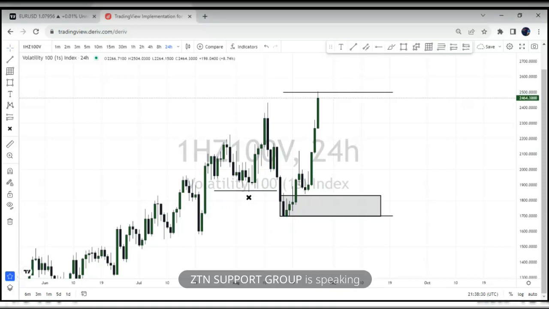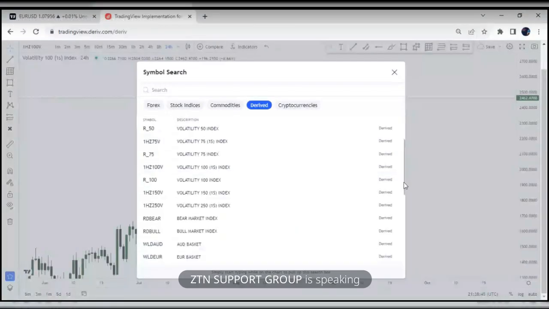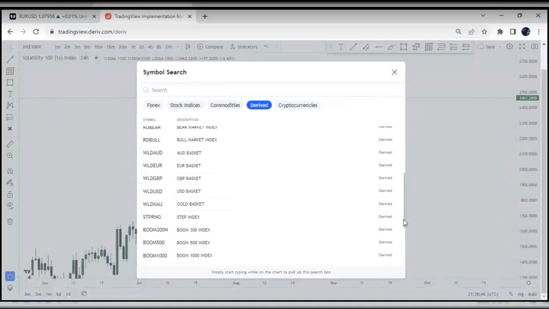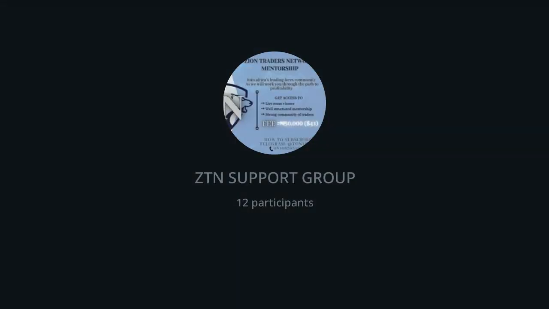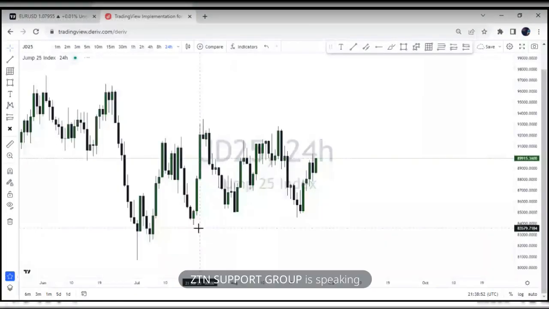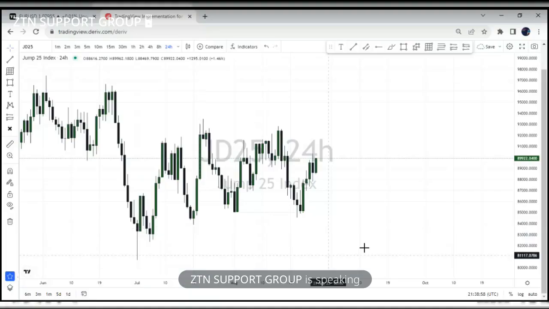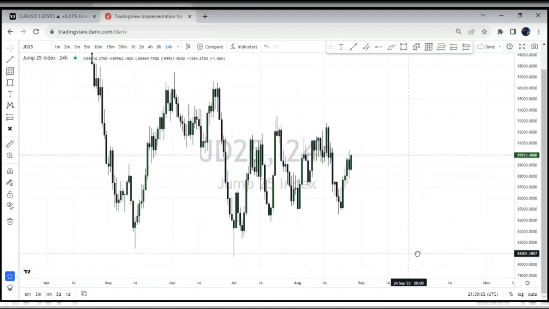So, what's the next one? Jump 75, jump 25, and jump 100. And that will be all. Let's start from 25. This jump assets really tries to give you a headache.